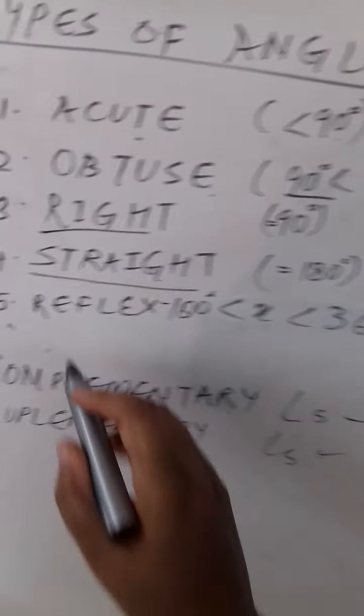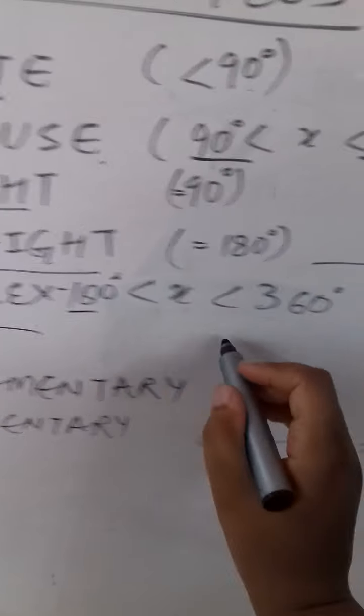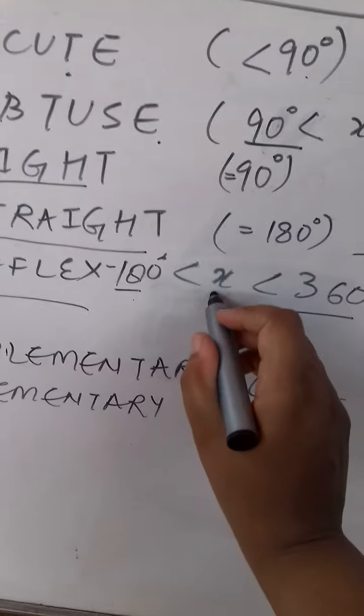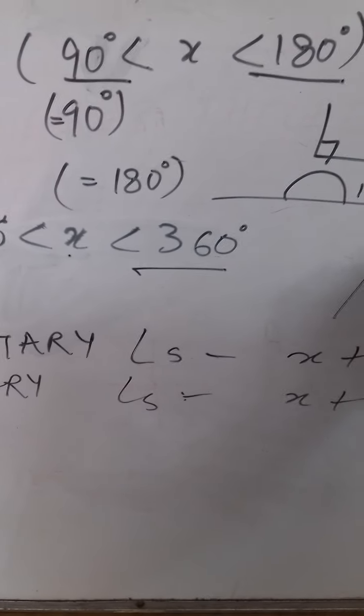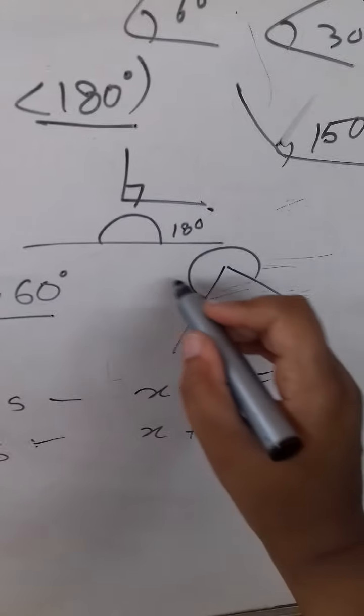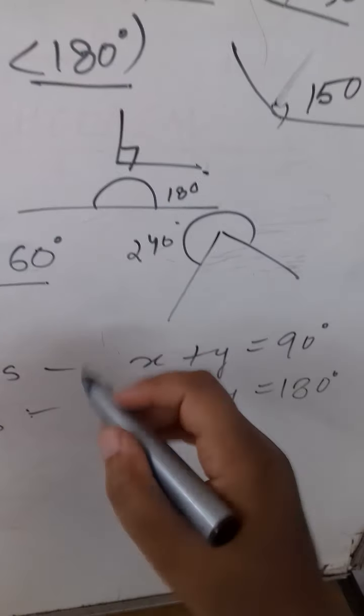Then comes your reflex angle, which is between 180 and 360, meaning more than 180 and less than 360, like this. This is a reflex angle. For example, it is 240 degrees. It is more than 180 and less than 360.